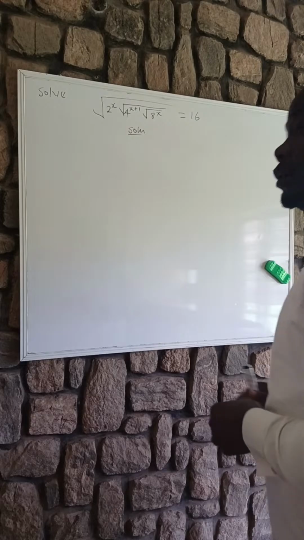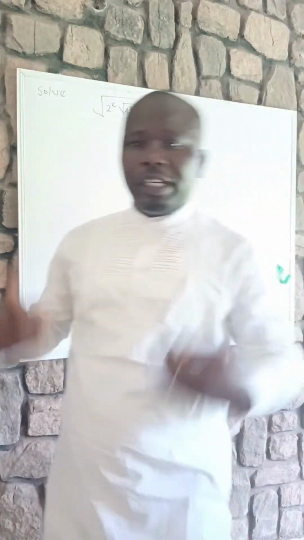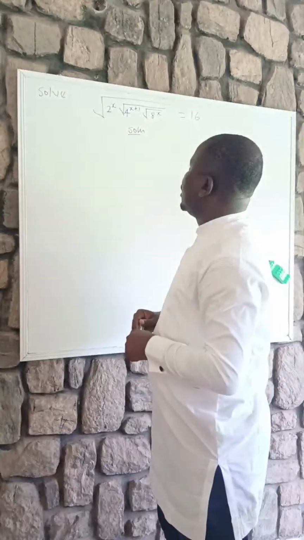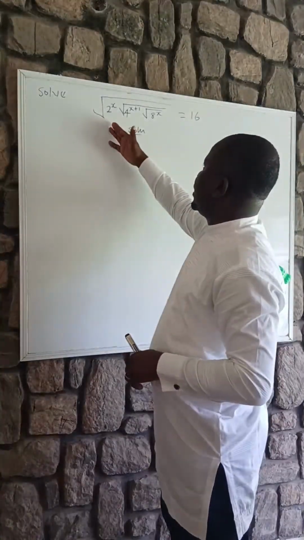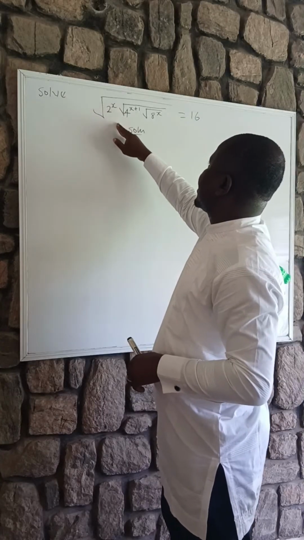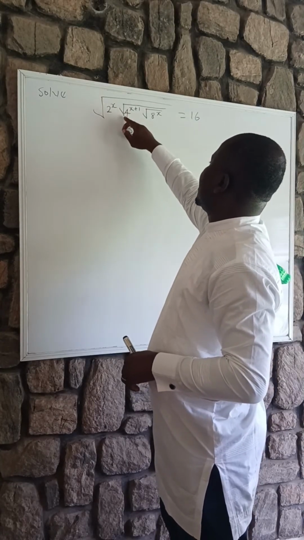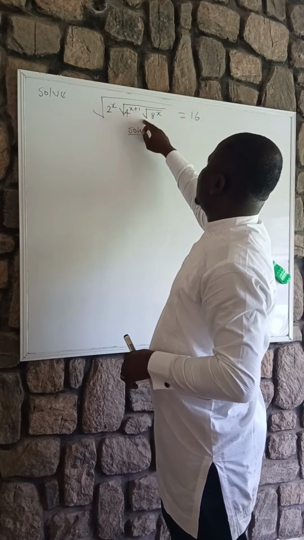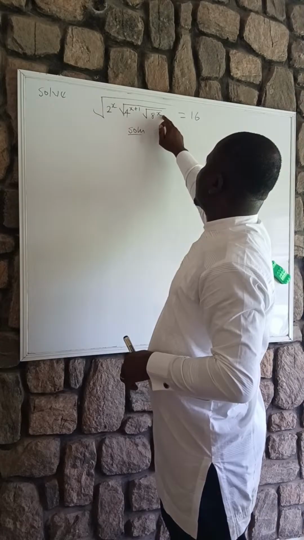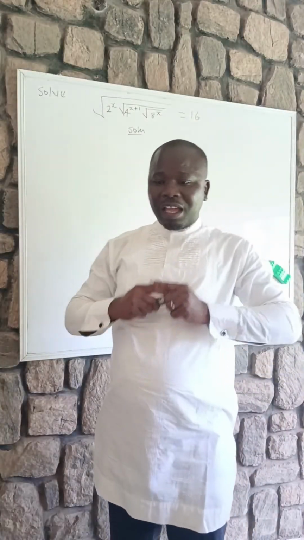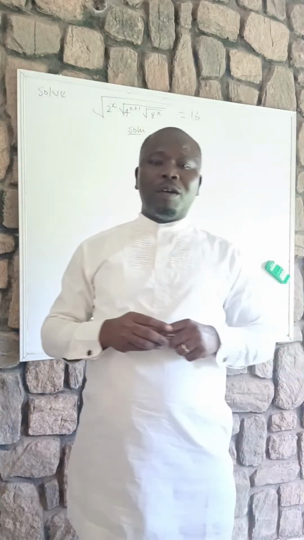This afternoon, we'll be looking at this wonderful question. Here is square root of 2 raised to the power x times square root of 4 raised to the power x plus 1 times square root of 8 raised to the power x equals 16. As simple as ABC. We'll look at it together.